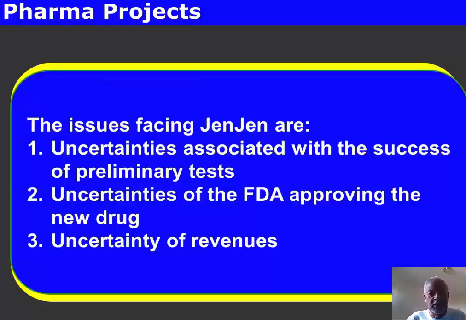The issues facing Gengen are: 1. Uncertainties associated with the success of preliminary tests. 2. Uncertainties of the FDA approving the new drug. And of course, there are also uncertainties of revenues.